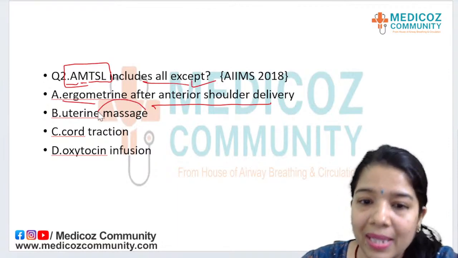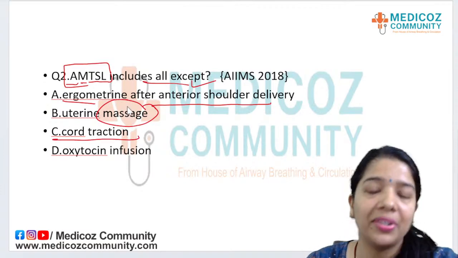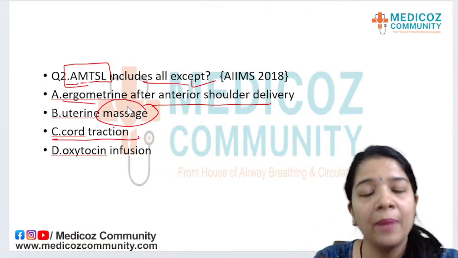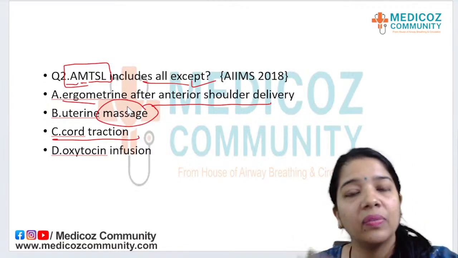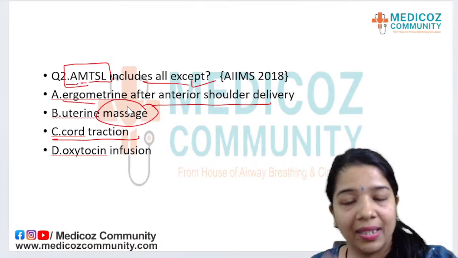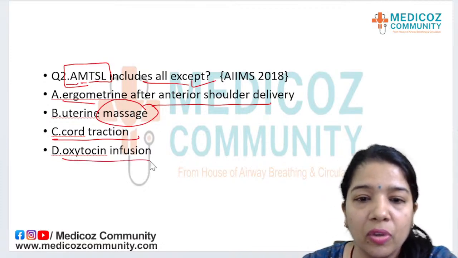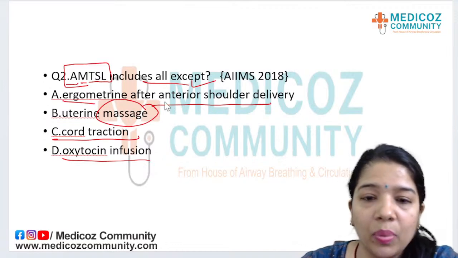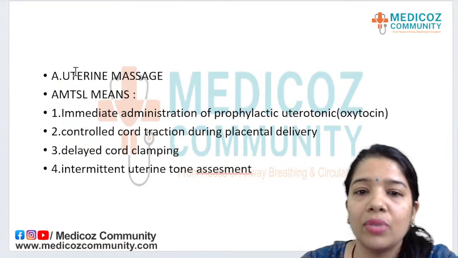Okay, uterine massage, we'll see that. Cord traction, okay, it's a controlled cord traction. That means the umbilical cord has to be gently pulled out. At the same time you have to give support to the uterus with your other hand. That is why it's called controlled cord traction, and oxytocin infusion. So what will be the answer you're expecting? The answer is actually uterine massage.